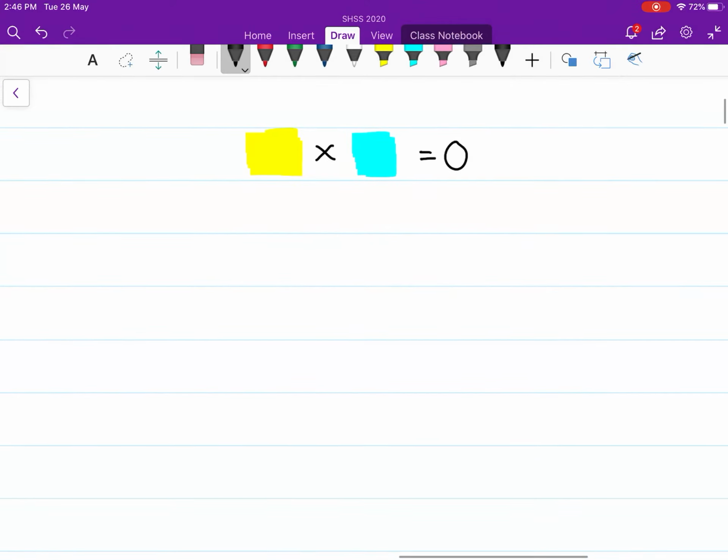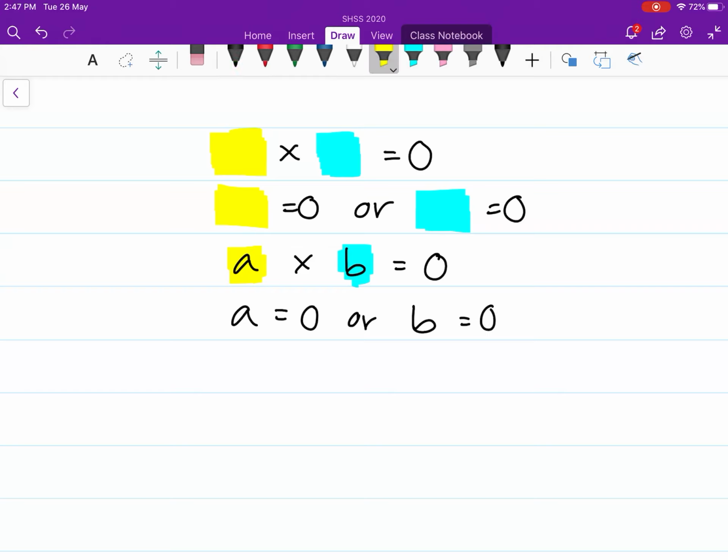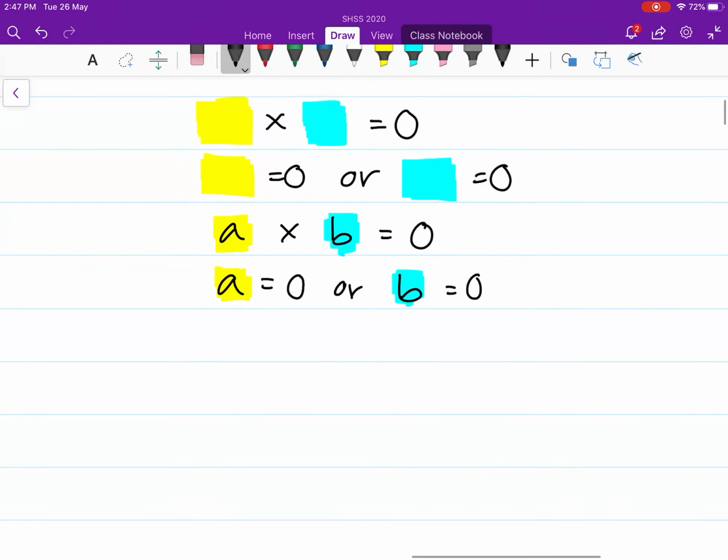So from this conclusion, either the yellow color is 0 or the blue color one is 0. Correct? So from here, I would like to put in some algebra. If I have A times B equals to 0, I highlight this as yellow, I highlight this as blue. So either A is 0 or B is 0. Either the yellow color one is 0 or the blue color one is 0 for the equation to be true.